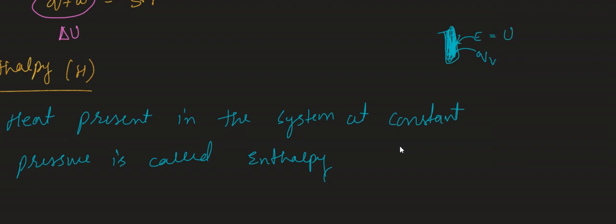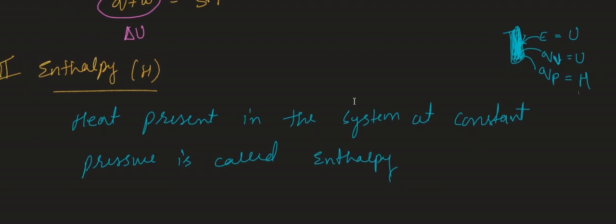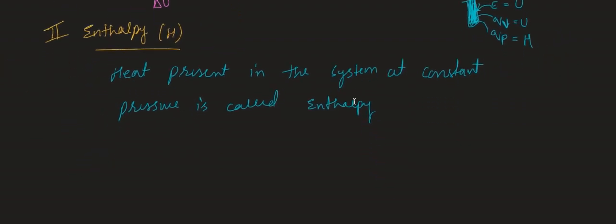The energy present inside the pencil is called internal energy. Heat present inside the pencil at constant volume is also called internal energy, because we have just written the second definition. If I say heat present inside the pencil at constant pressure, then what should you call it? Enthalpy. This is very, very important. Heat present inside the system at constant pressure is called enthalpy. Clear till here? Right, move to the next one.